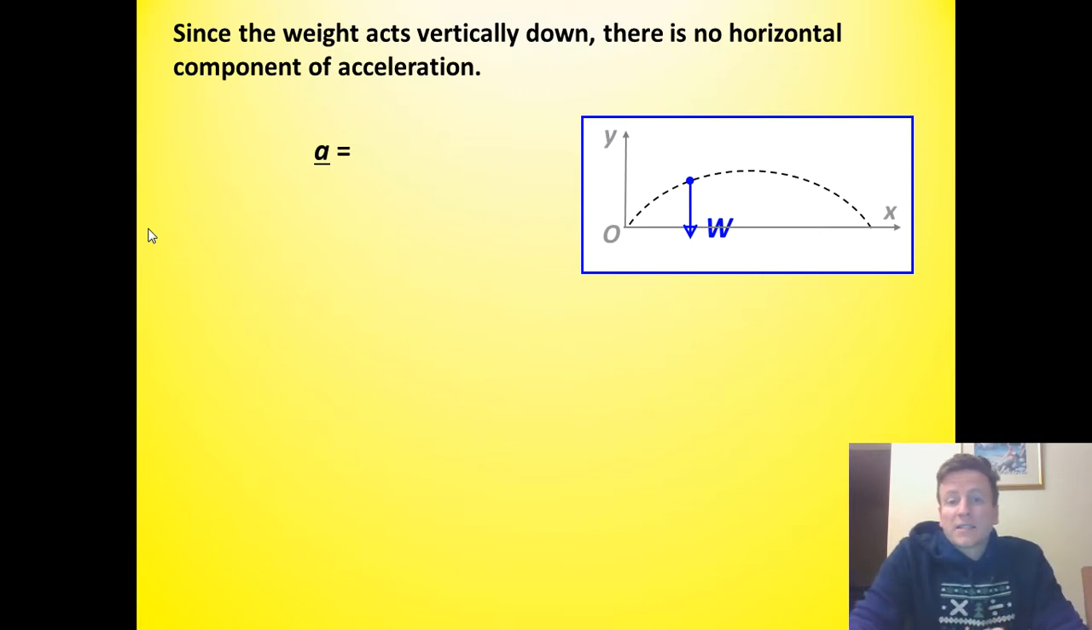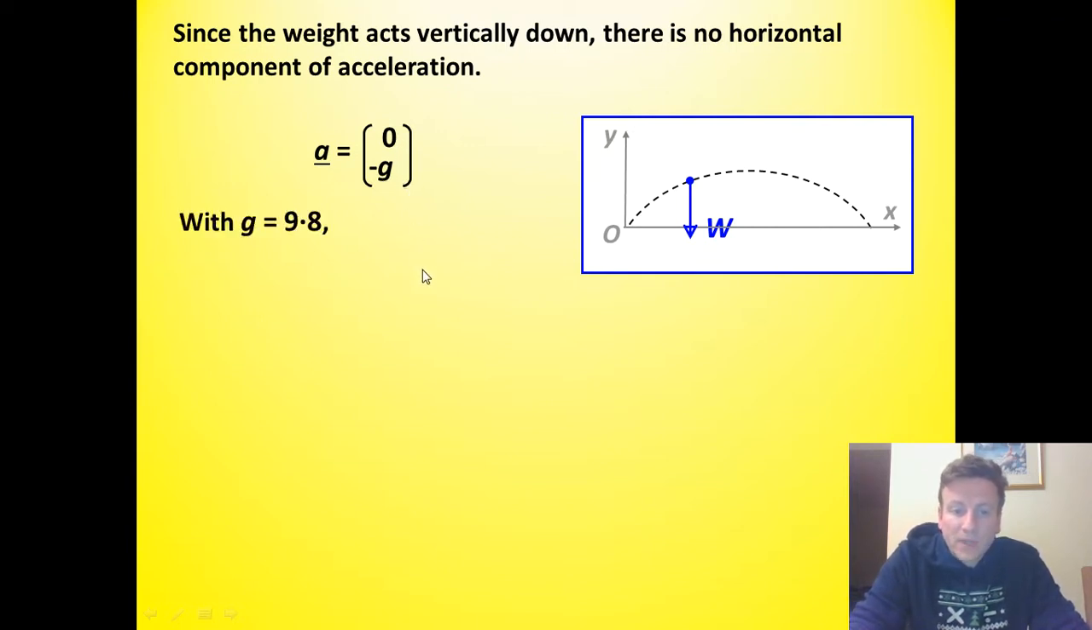So since it acts vertically down, you can see that there'll be no horizontal component of acceleration, which means we can say that the acceleration is going to be 0 in the horizontal, and it's going to be negative g in the y direction. And obviously gravity being 9.8 is what we assume within maths. In vector form, we can write it as 0 and negative 9.8.